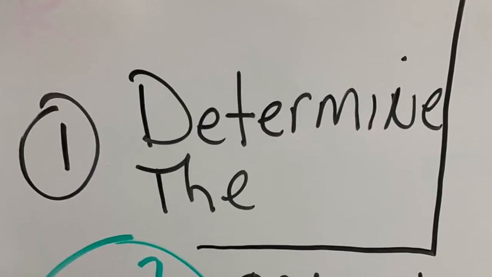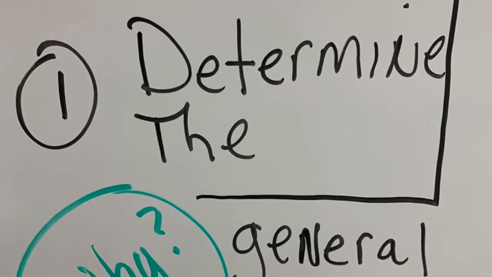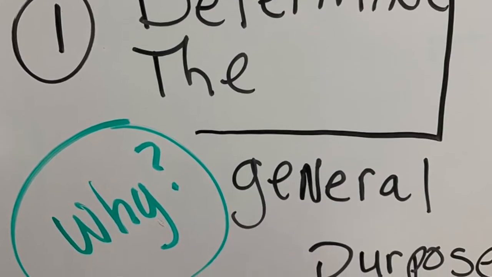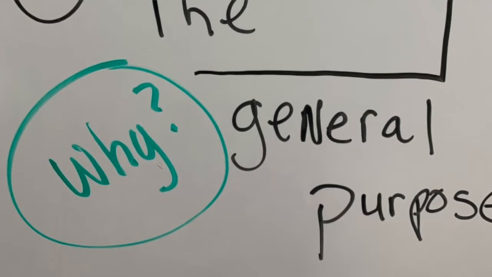All right. Step number 1, determine the general purpose. You have choices: inform, persuade, or entertain. Now, because it's school, I'm just going to tell you for the very first speech that we do, it's informing. You're going to inform us. It's a no-research informative speech. Your general purpose, check.